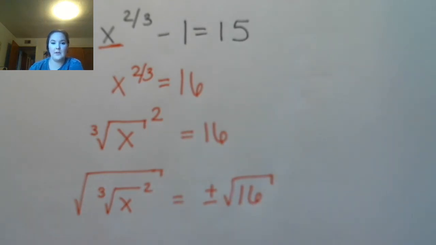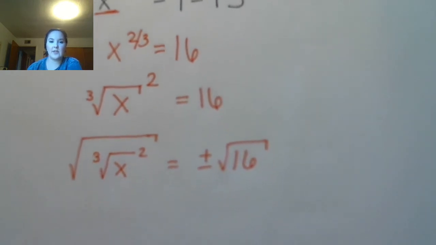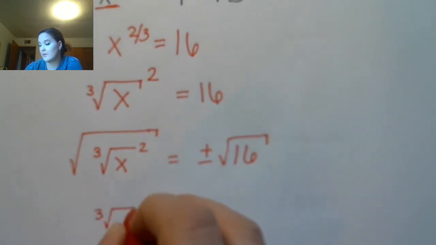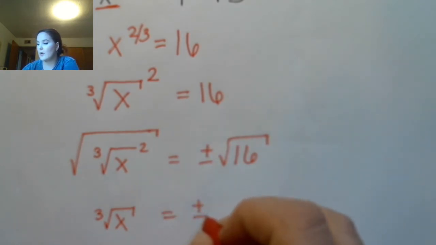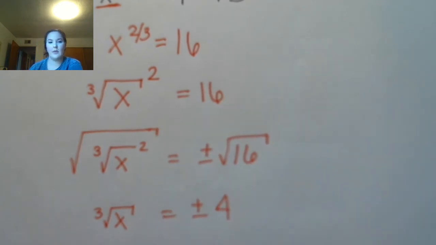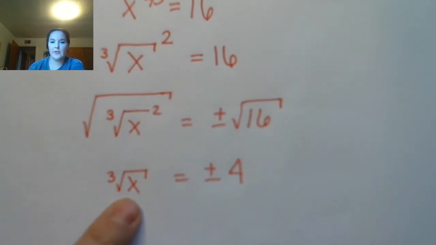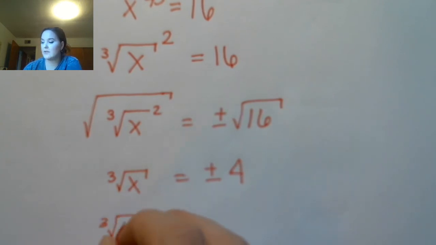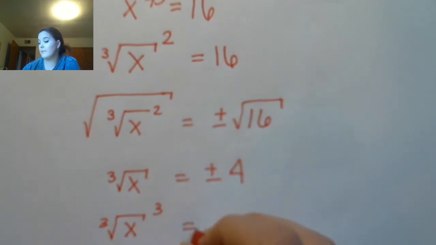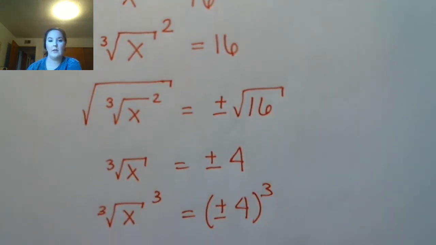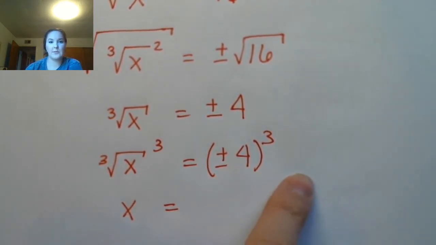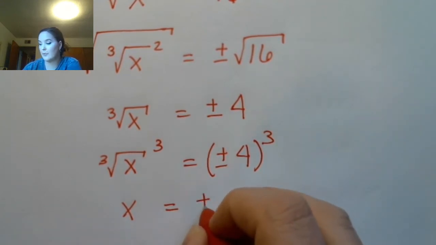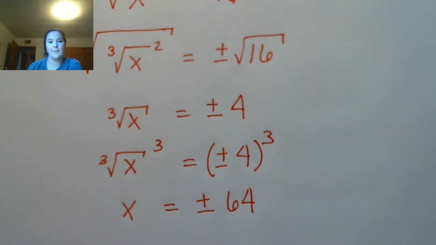Square root of a square, that just leaves us with the radicand, which is cube root of x. And the square root of 16 is 4. Now we want to get rid of the cube root, so we're going to cube both sides. Cube root of x cubed is x. 4 times 4 times 4 is 64. So we're going to get plus or minus 64.